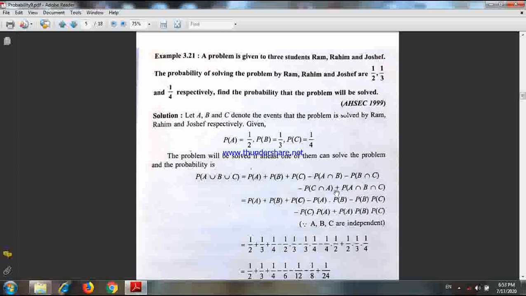Now you can use this formula also. And if you use this formula, you see A, B, C, they are independent. A and B are independent, B and C are independent, C and A are independent, and A, B, C are also independent. Why are they independent? Because the problem is solved independently. They are solving independently, so the events are independent.